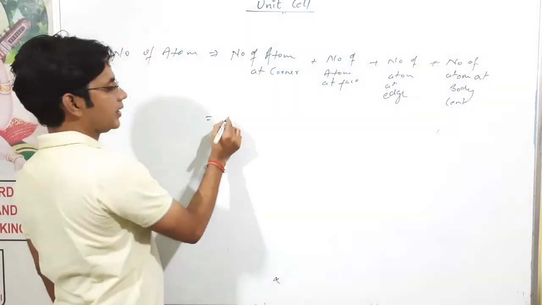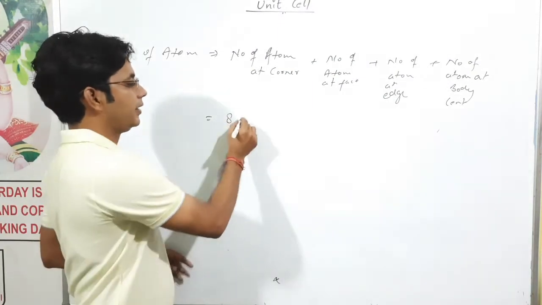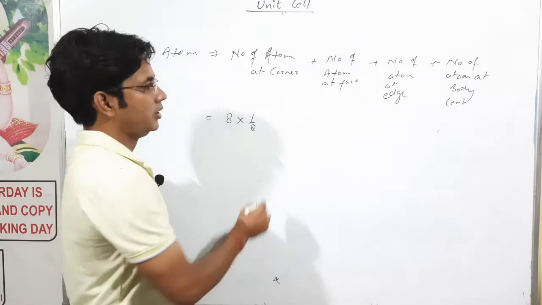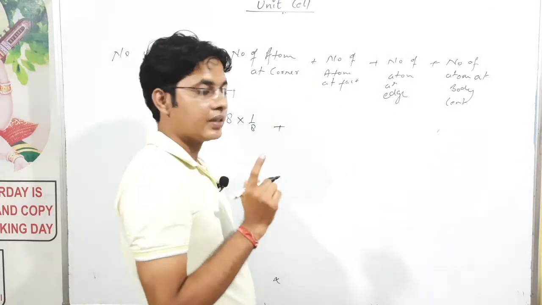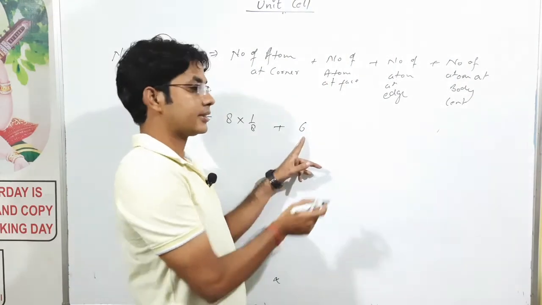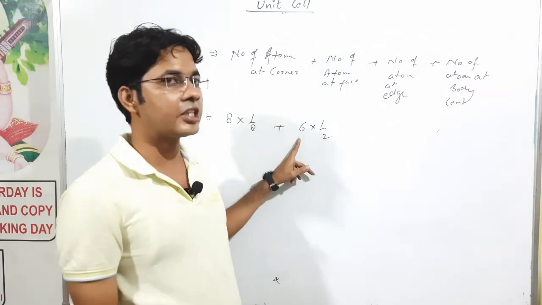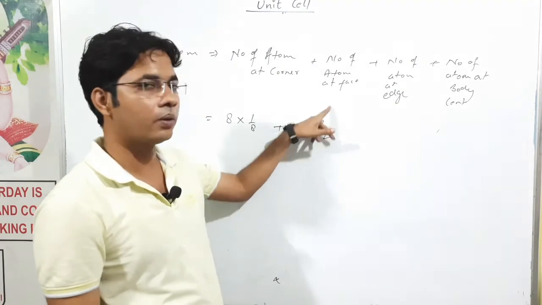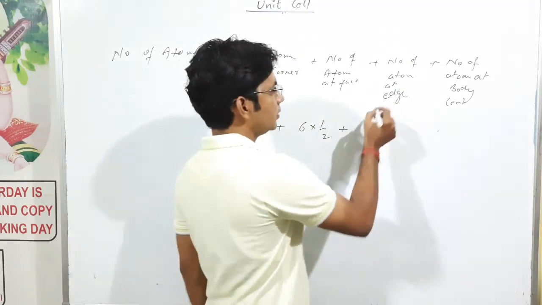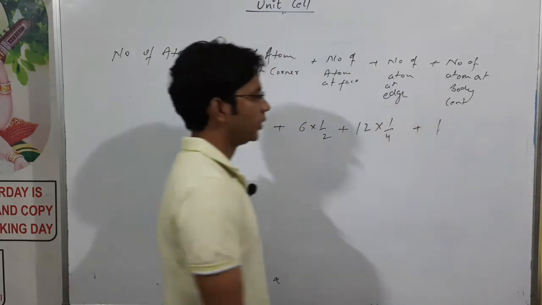So for the number of atoms at the corner, if there is one atom at each corner, then we will write it as 8 into 1 by 8. If the number of atoms is at the face, then the total number of faces is 6 and there is one atom on each. So it will be 6 into 1 by 2, because one atom at the face is shared between two unit cells. So 6 into 1 by 2. The number of atoms at the edge is 1 by 4, and the number of atoms at the body center.